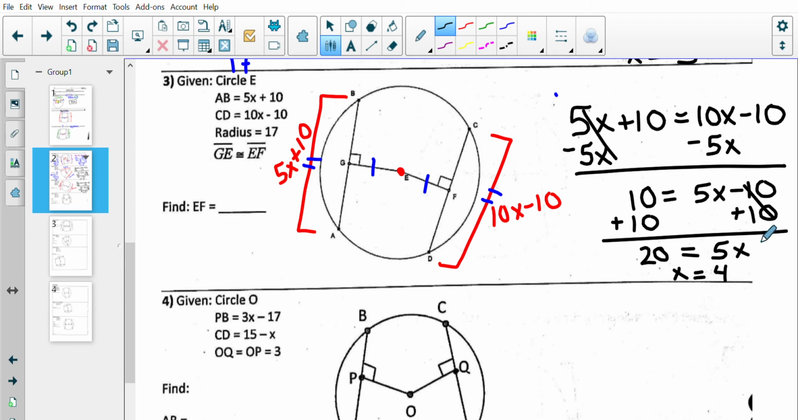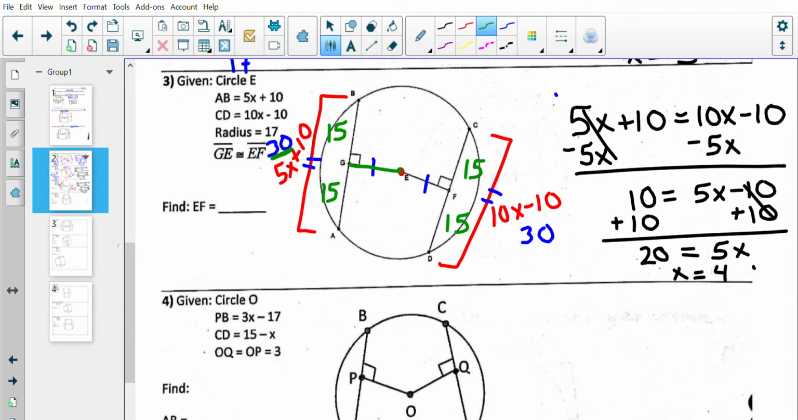Now what I'm going to do is take this 4 and substitute it into the chords. So we have 5 times 4 is 20 plus 10 is 30. So this chord is 30, which means this chord is 30. Now remember, what does the perpendicular from the center do to a chord? It bisects it. So if the whole chord is 30, each part of it is 15, which means on this side, each part of it is also 15.